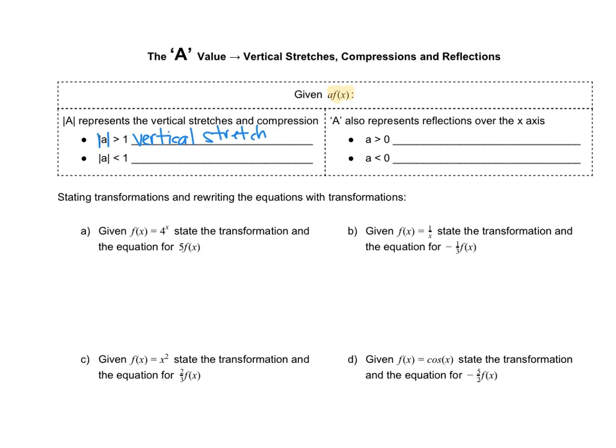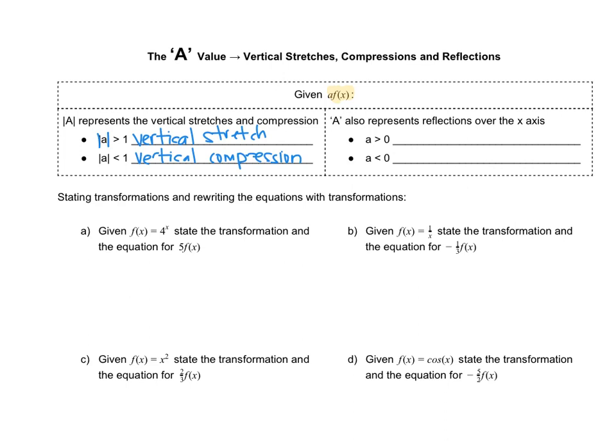If the absolute value of a is less than 1, then we have a vertical compression. So that means your function is being squished down towards the x-axis. Now all of these vertical transformations, they're affecting your y-coordinate. So when a function is being stretched, the y values are being extended. Or when a function is being vertically compressed, the y values are being squished down lower towards the x-axis.